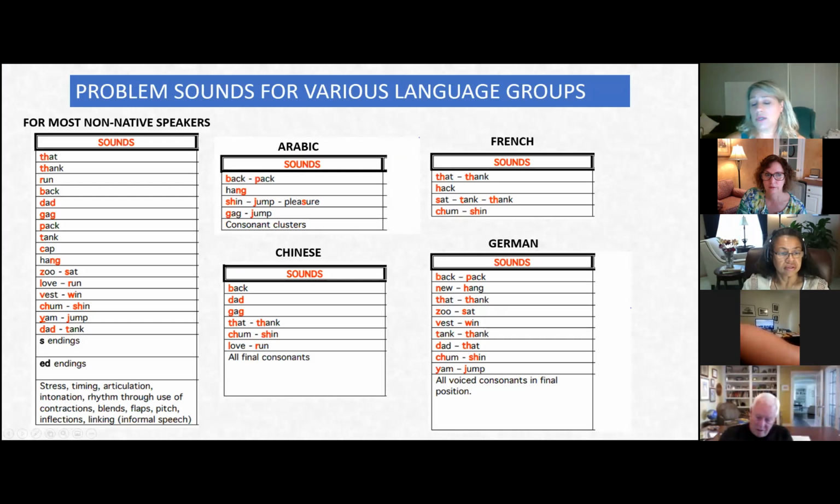This is just for your benefit. I'm not going to go over this, but these are just some sounds in various language groups that students have trouble with in that language group.